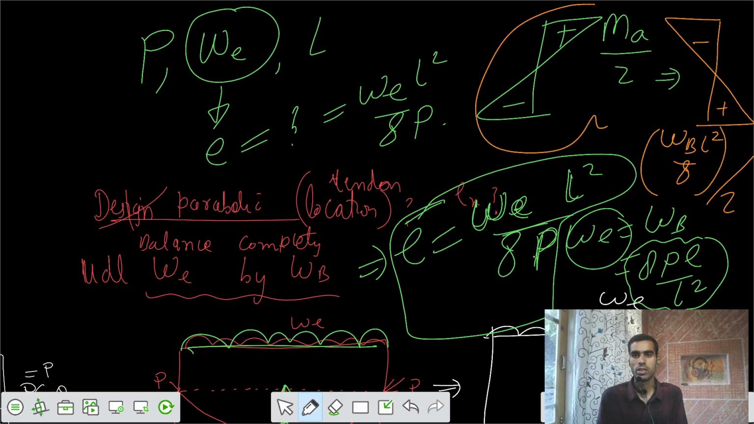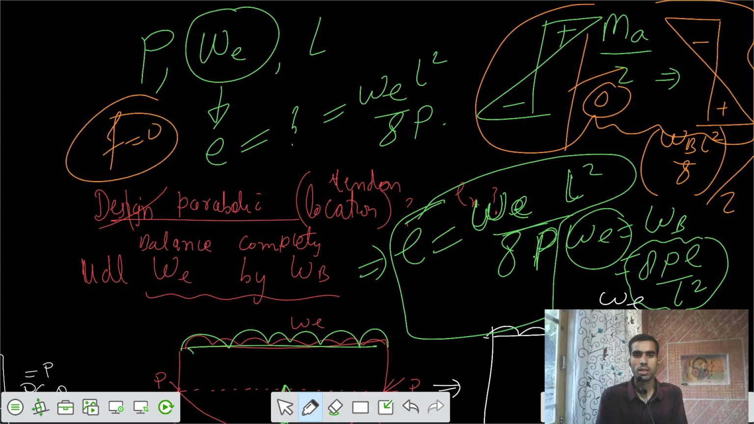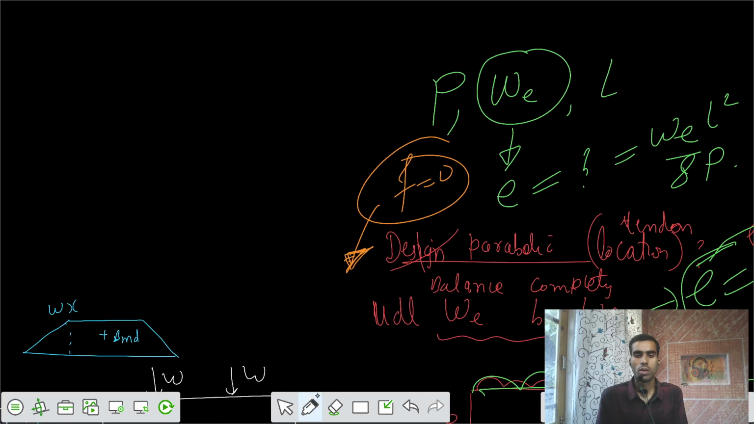So such that these two values would give you a 0 value at each point. So stresses for all the fibers is equal to 0. That means the balancing concept is that we want stresses at all fibers to be equal to 0. It does not mean the stress is 0 for the fibers.